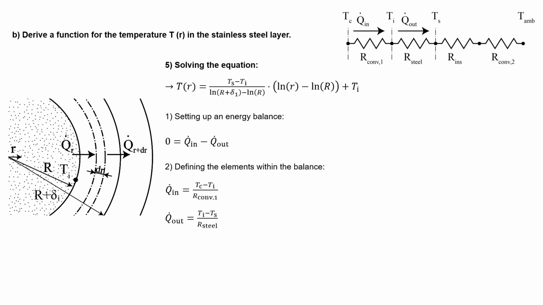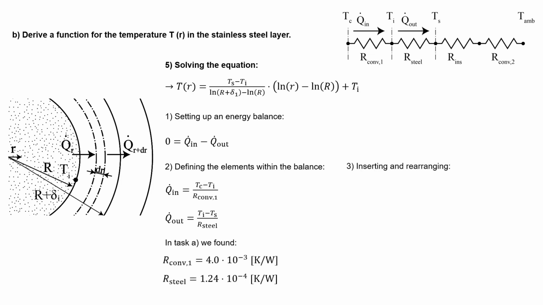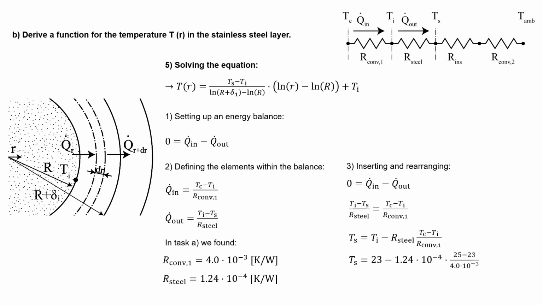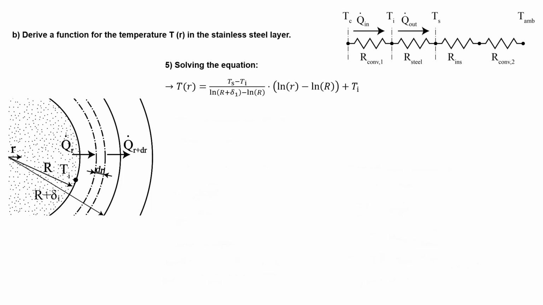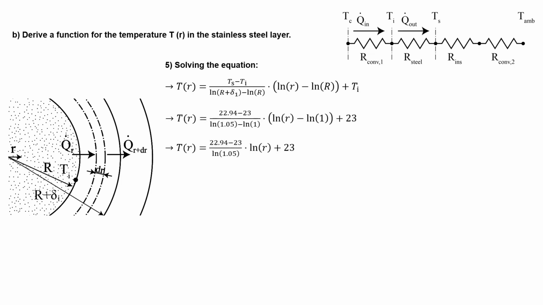And Q dot out is equal to the temperature difference between Ti and Ts divided by the thermal resistance of the steel layer. We already found the values for the resistances in task 8, so we can start to do some rewriting. First, we'll plug in the found expressions and we'll make sure that Ts becomes free. Then we can fill in the numbers and eventually we'll find that Ts is equal to 22.94 degrees. So now we know all variables and we can fill in the numbers, where ln 1 is equal to 0 and cancels out. So by setting up the conduction equation from an energy balance and by solving it, we were able to find the function for the temperature profile inside the stainless steel layer.